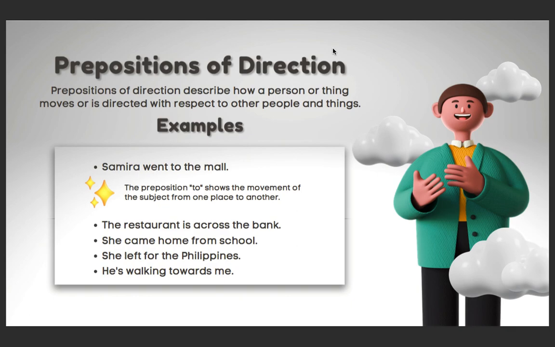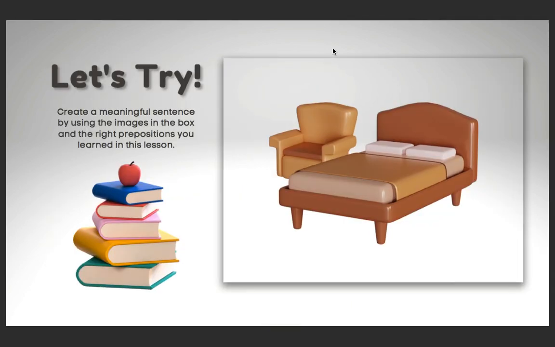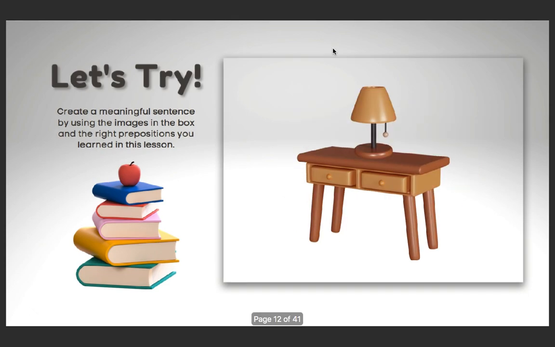Another example is, the restaurant is across the bank. She came home from school. She left for the Philippines. He's walking towards me. Let's try this. You guys can try this and then you can leave it in a comment.